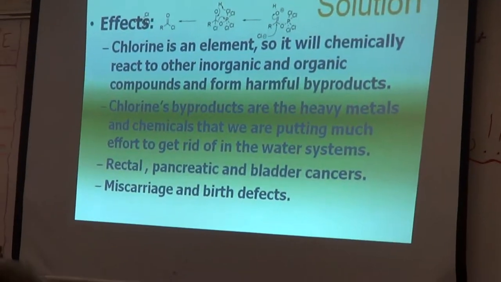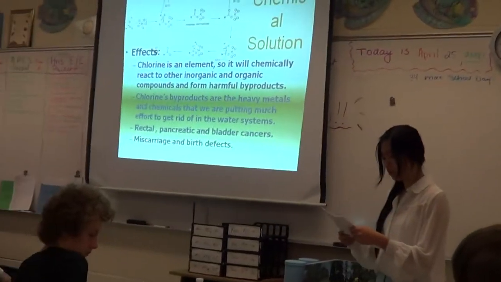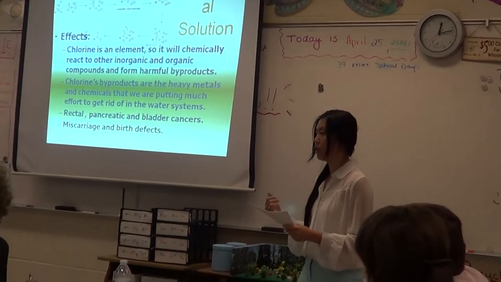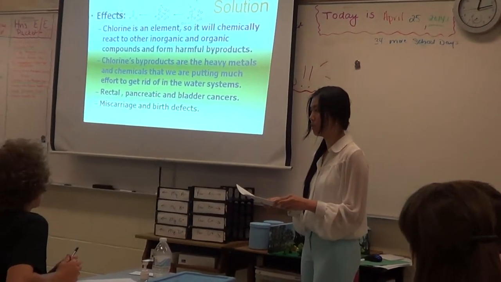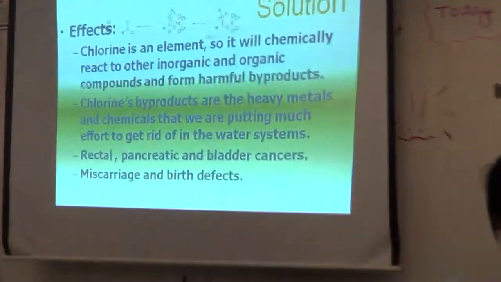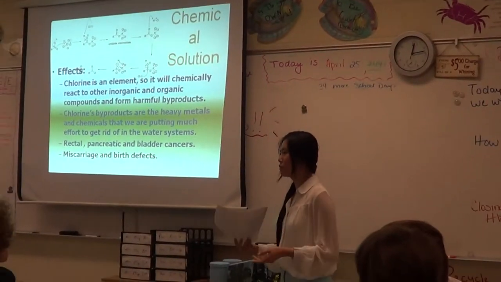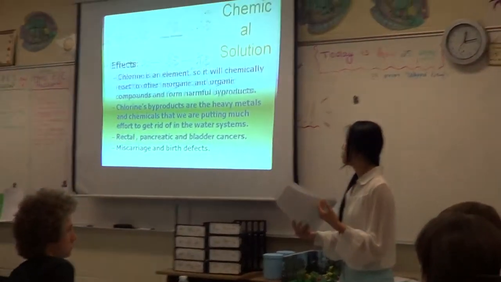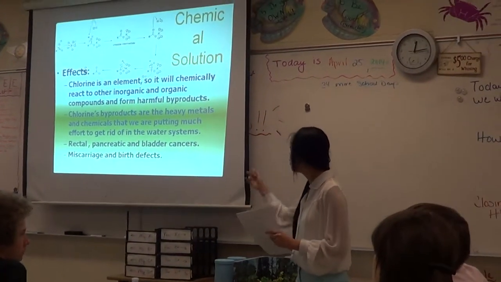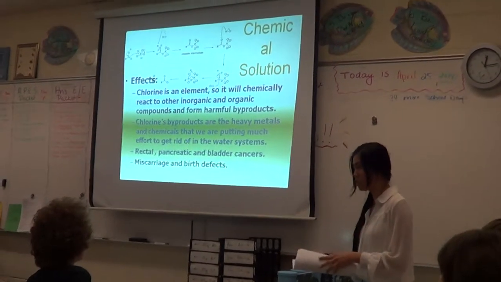some of the effects of chlorine are actually detrimental to organisms, humans, and the environment also. When chlorine is an element, it's not stable, as you guys know in chemistry, and it will chemically react with other organic and inorganic substances to form harmful byproducts. An example would be phosphate and chlorine reacting together, creating a byproduct. As you notice, there is some phosphate in the water. So if chlorine and phosphate react with one another, it harms the water even more. Some of chlorine's byproducts are actually heavy metals that we've been trying to get rid of in our water. So if we are using chlorine, it's like putting more pollutants into our water system.